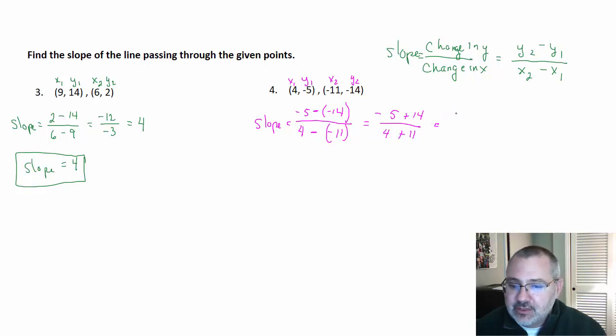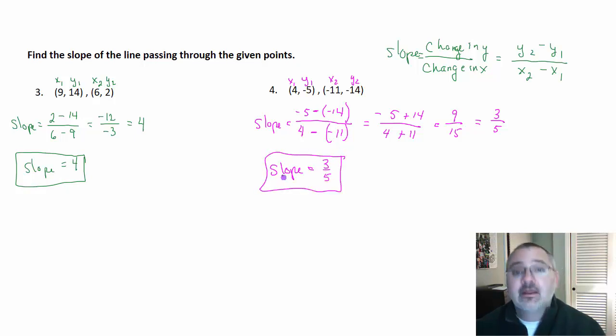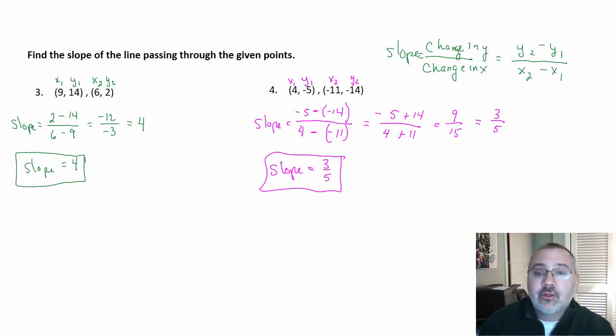Negative 5 plus 14 is 9, divided by 4 plus 11 is 15, and we can reduce those. 3 goes into both those. 3 goes into 9 3 times, and 3 goes into 15 5 times. So our slope of this problem is 3/5. And there we have it. Two different ways to find slopes, either by the graph or by the points. Good luck with your problems that you have to do.